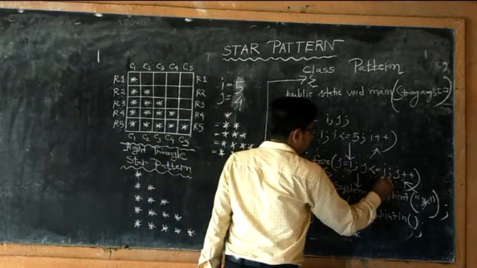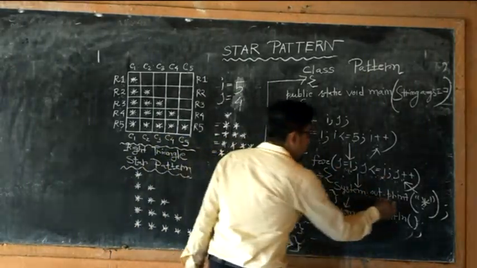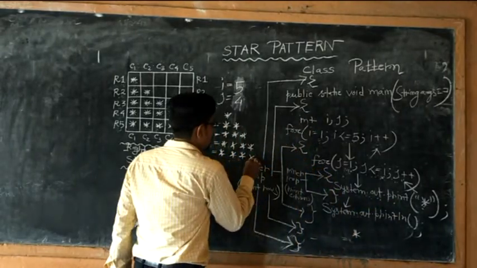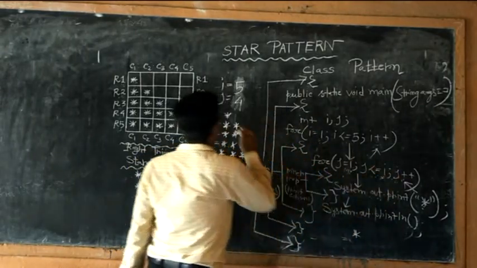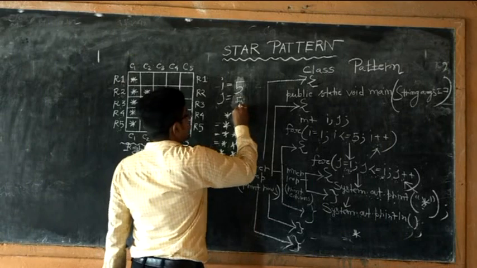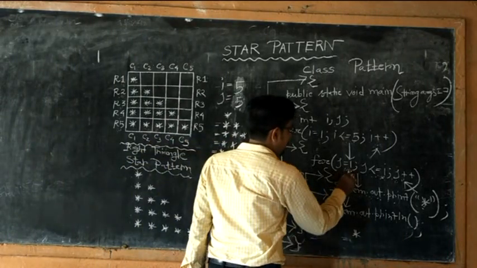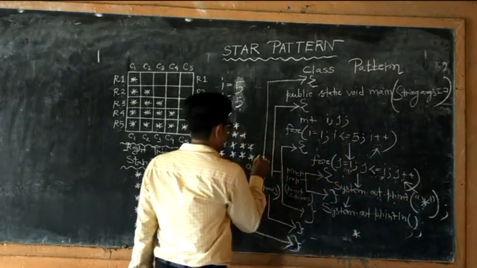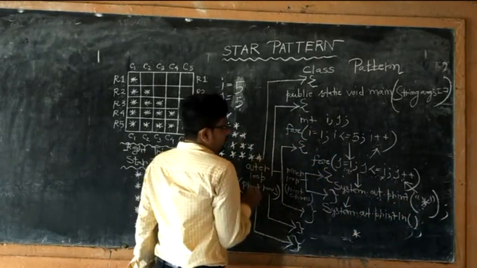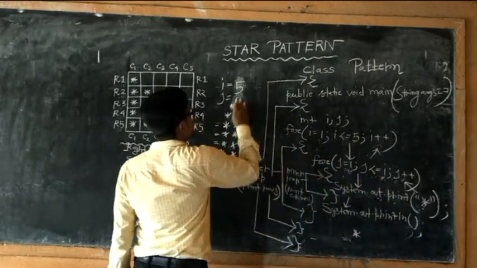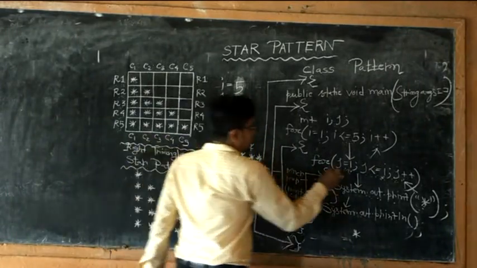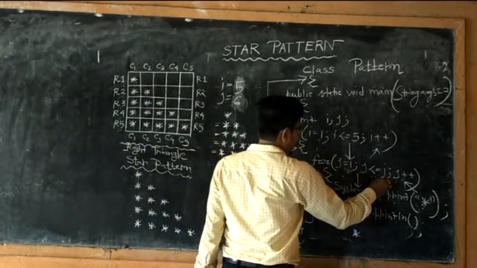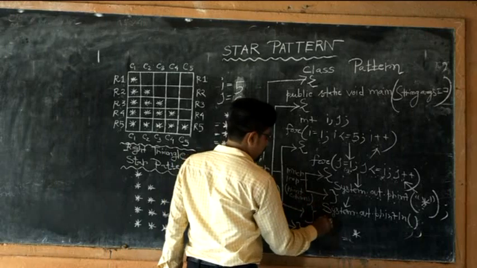4 less than or equal to 5, condition true, print 1 more star here. j plus plus, now j value is 5. Now 5 less than or equal to 5, condition true, come to this section, print 1 star. Now j plus plus, now j is becoming 6. Now 6 less than or equal to 5, condition wrong, then it will go to here.